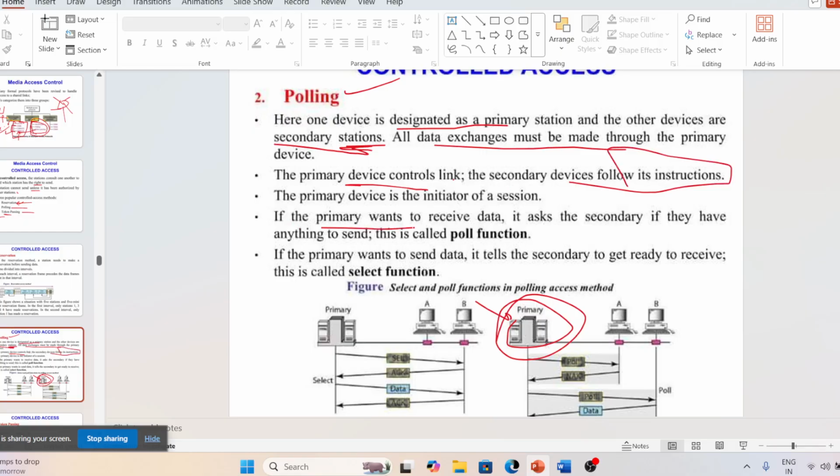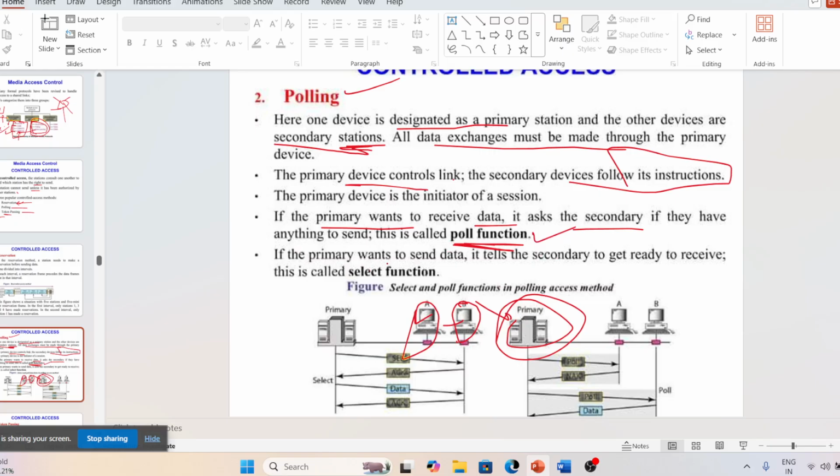If a primary wants to receive data, he asks the secondary if they have anything to send. This is called poll function. Let's suppose this is my device, this is my A and B. He will ask A, hey, do you want to send the data? He will say no. Then he will ask B, hey, do you want to send the data? If B does, he will say yes, and he will transmit the data. So this method is known as poll function.